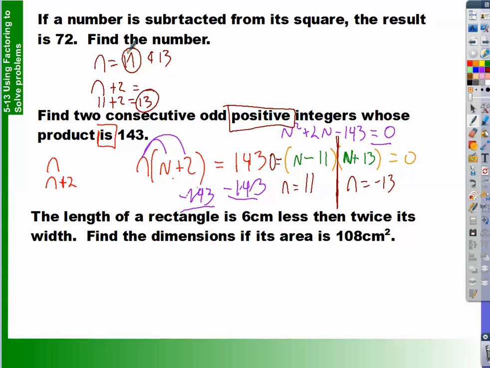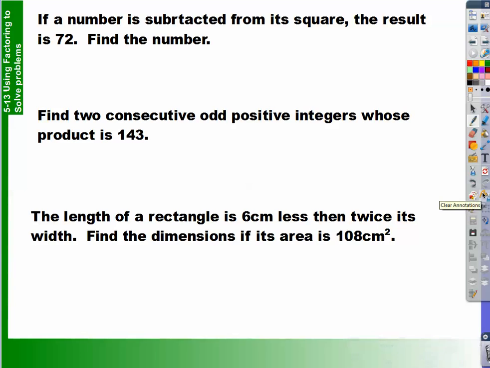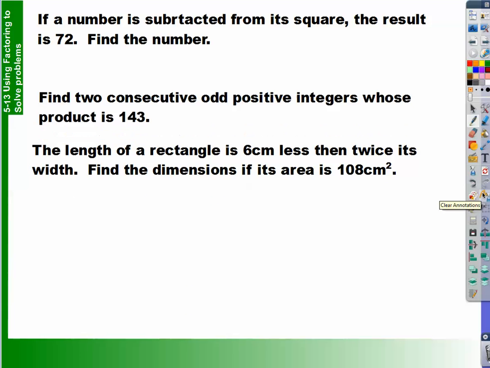Now this one is going to be much better off if we make a diagram. So we're going to do that in a moment. It says, the length of the rectangle is 6 centimeters less than twice its width. Find the dimensions if its area is 108 square centimeters. So I'm going to move this up to give myself a little more room.